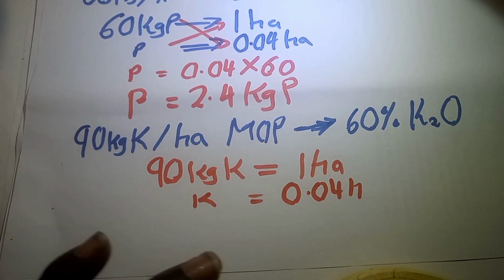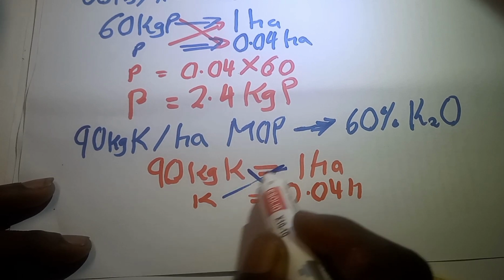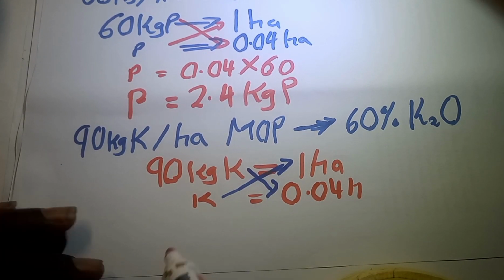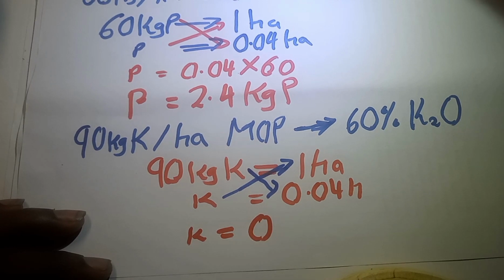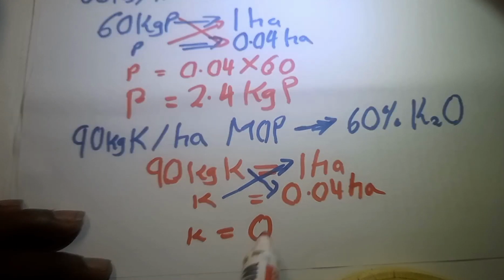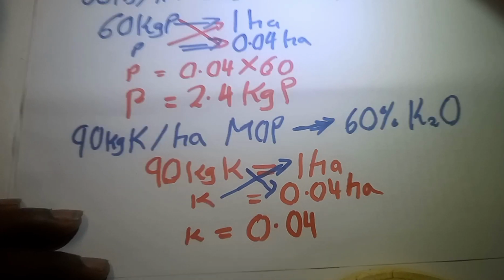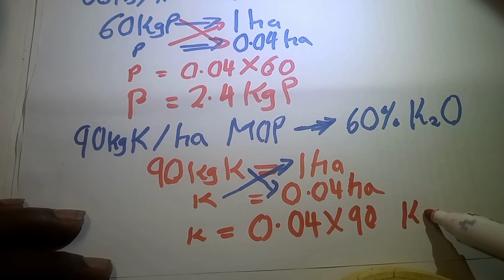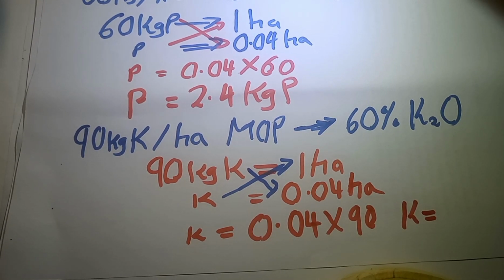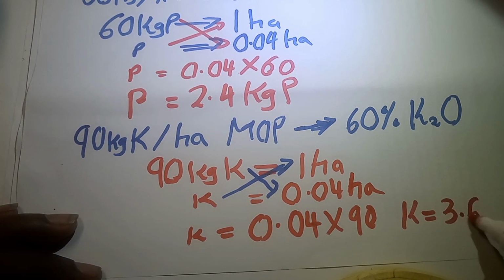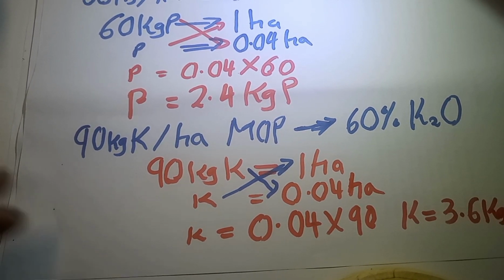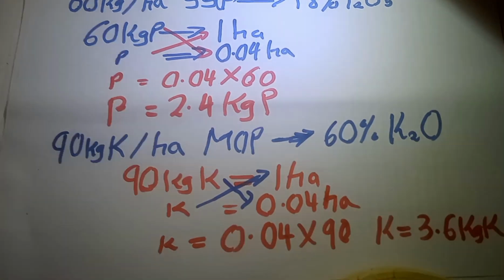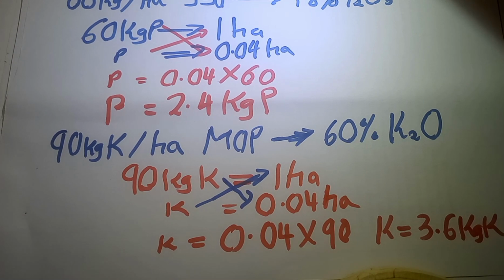So it still follows the same approach. You still have to cross multiply. This goes to this, and this goes to this. So if you cross multiply, your small k is equal to 0.04, don't forget this is hectare, please don't forget, multiplied by 90. So the amount of potassium that is needed in 0.04 hectares of land is 0.04 multiplied by 90, that is 3.6 kilogram of K. 3.6 kilogram of K is needed in 0.04 hectares of farmland. So that's the first thing.